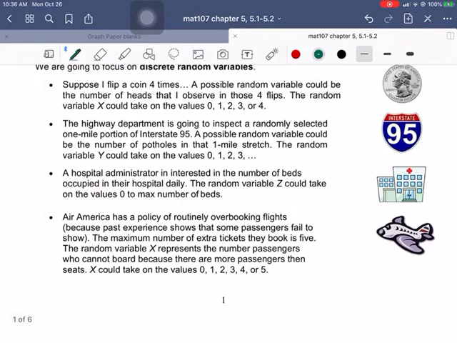Air America has a policy of routinely overbooking flights because past experience shows some passengers fail to show. The maximum number of extra tickets they can book is 5. So the X would represent the number of passengers who could not board because there were more passengers than seats. So everything could work out, and there are no passengers that couldn't board, or it could be up to 5 if everybody shows. Okay.